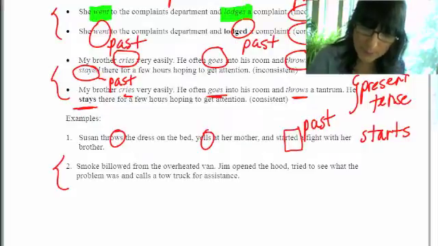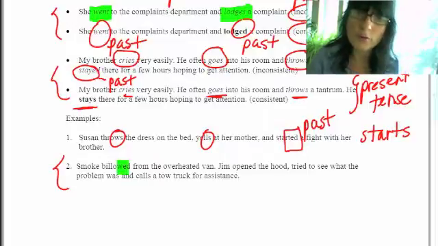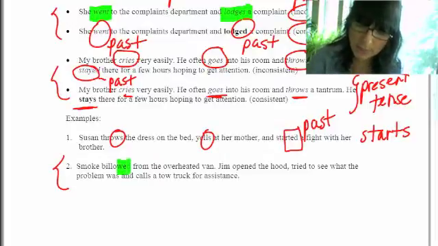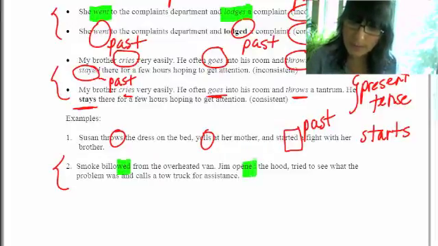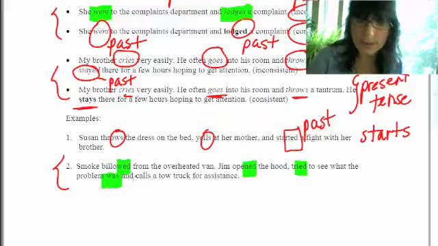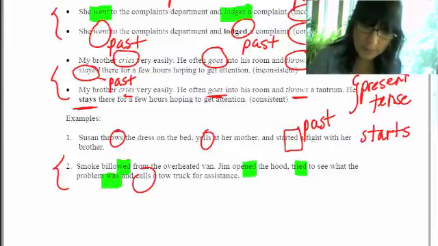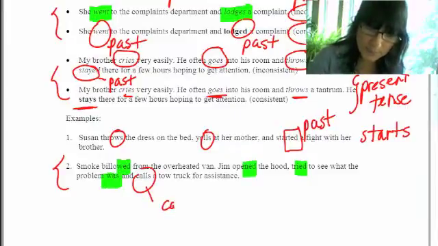Well, let's look. Smoke billowed, you've got your past tense ed verb. Jim opened the hood, past tense. Tried, past tense, to see what the problem was, past tense. But now look what you've done. Calls is in the present. So you don't want to change all the verbs. Clearly you're talking about the past, so this would be in the past, called. So that is a major error, writing inconsistent verb tense.